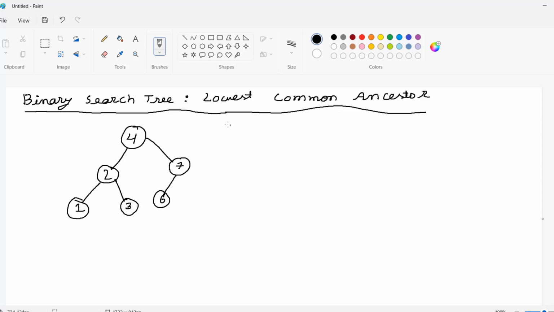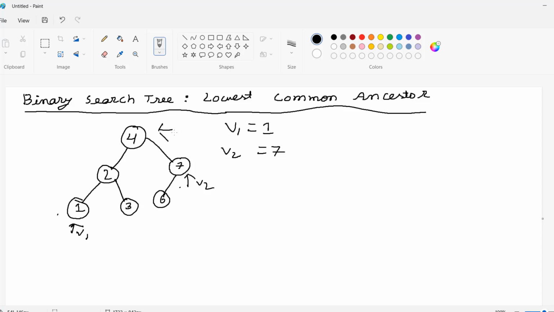And our v1 and v2 values are, v1 is 1 and v2 is 7. Now if 1 is the v1 and 7 is the v2, then tell me what is our lowest common ancestor. The lowest common ancestor of 1 and 7, I can see, is 4. So the node we return will start from that 4. Okay, that will be our output.